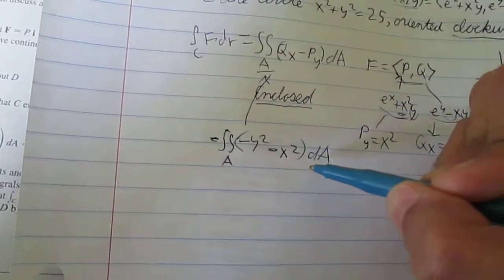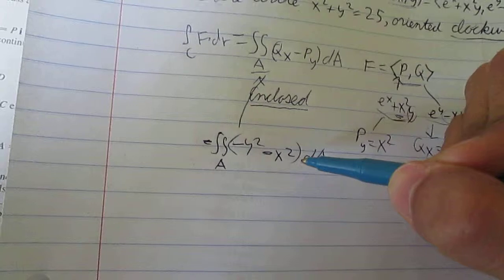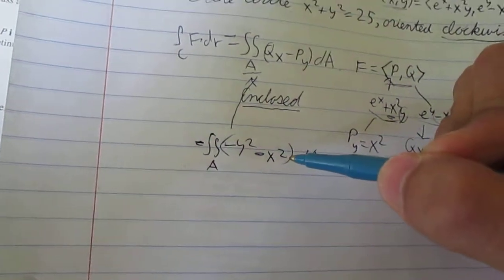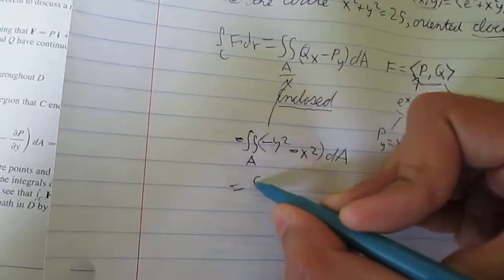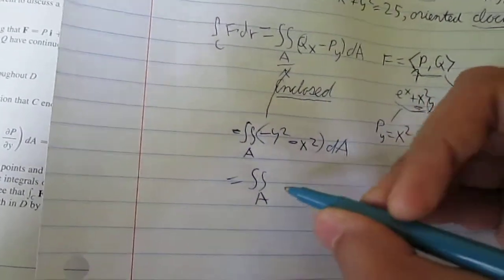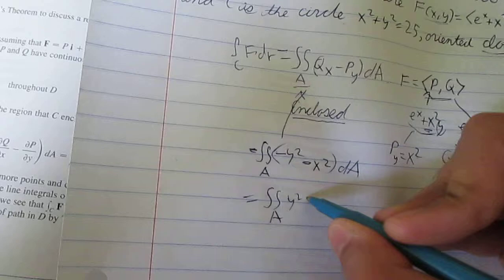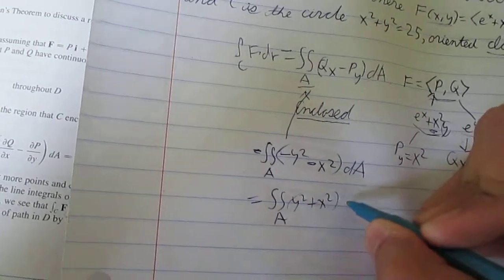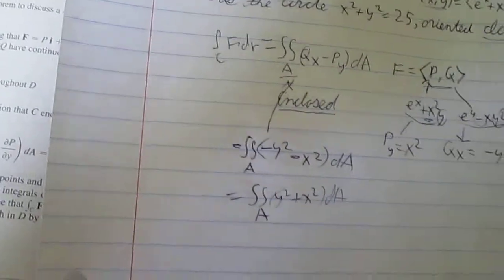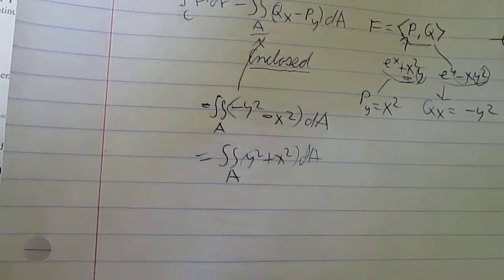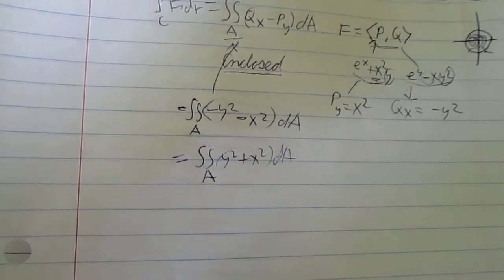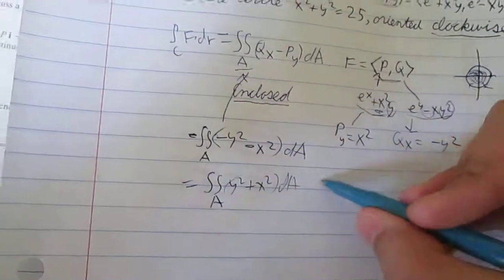So what does this look like? Negative y squared minus x squared. Well, first of all, we can get rid of the negative signs to just make it equal to the double integral over the area of y squared plus x squared dA. Now, would we really want to do this as it is, using Cartesian coordinates? No, we would convert to polar.